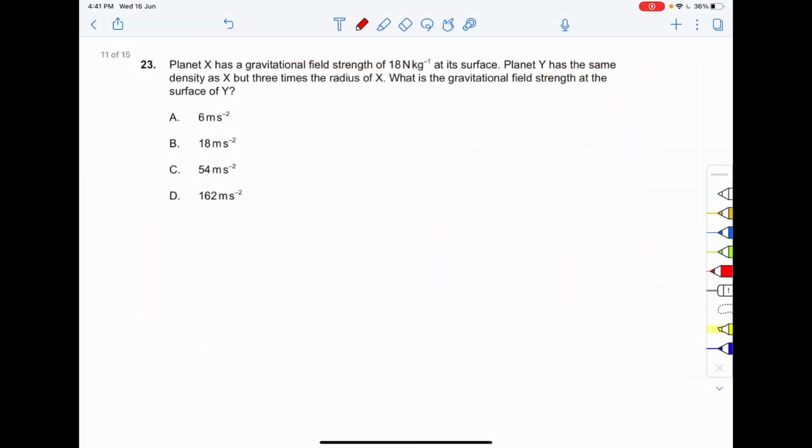So proceeding on to the next question, that is question number 23. Planet X has a gravitational field strength of 18 Newton per kg at its surface. Okay. Planet Y has the same density as X but 3 times the radius of X. Okay. So we need to find out the gravitational field strength at the surface of Y, right? So over here it's given that planet X has a gravitational field strength of 18 Newton per kg, right?